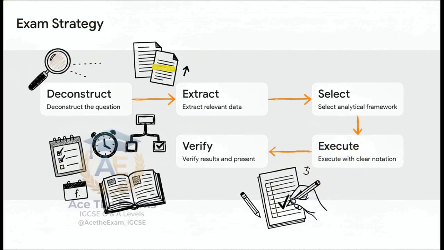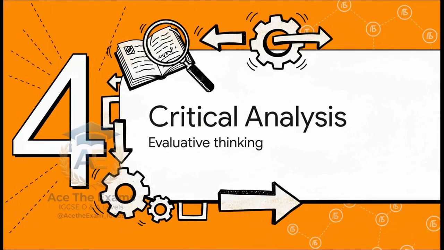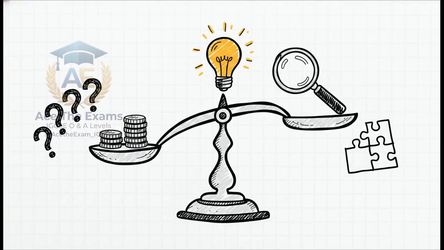And Step 5, verify results. Use the last 5 minutes to scan. Did I include dates, folios? This checklist is your ultimate armor against careless mistakes. All right, moving into Section 4, Critical Analysis. This is where we dive into evaluative thinking, which is the key to unlocking those top bands.